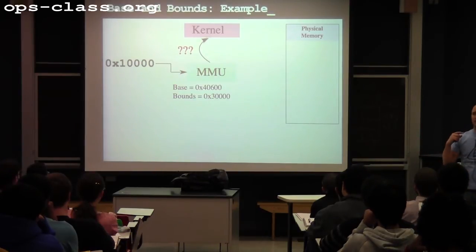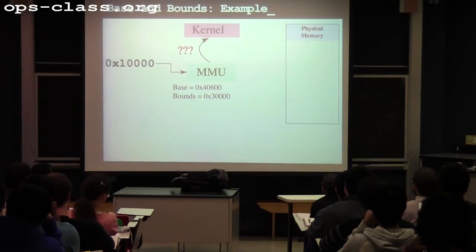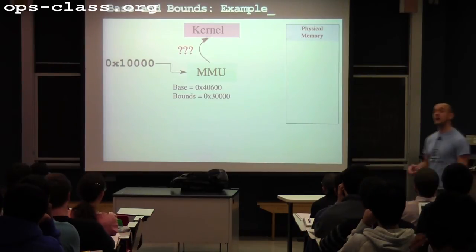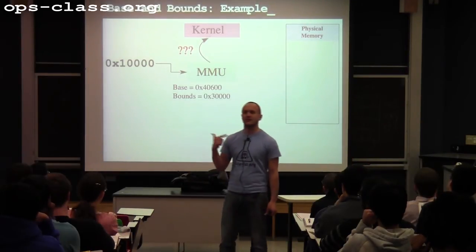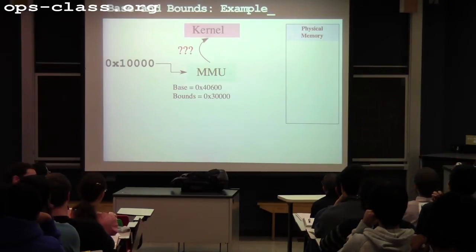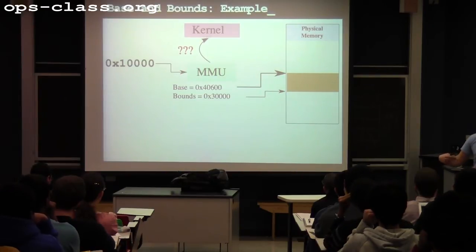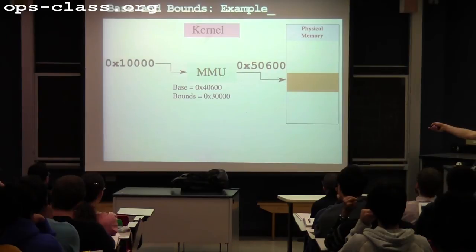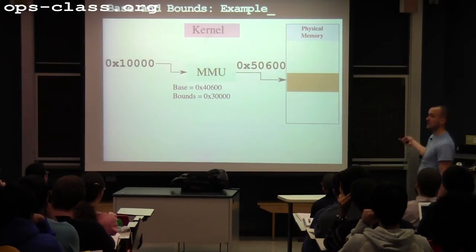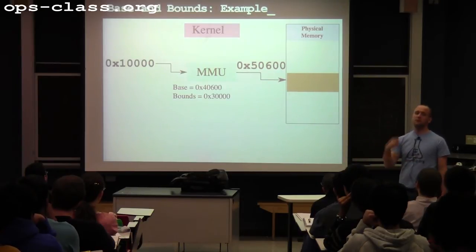So based on this base and bounds, is this a valid address for this process to use? How do I tell? I use the bounds. How do I check it against the bounds? Is it less than the bounds? Yes. So this is a valid address. Now how do I translate the address? I add it to the base. Conceptually, I've essentially given this process permission to use a contiguous chunk of physical memory. The chunk starts at the base and has a size of bounds. The address I've tried to translate is less than my bounds, and this translation can complete, and I've translated it by simply adding it to the base.